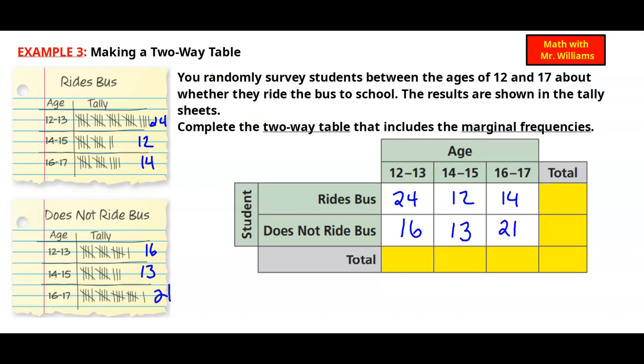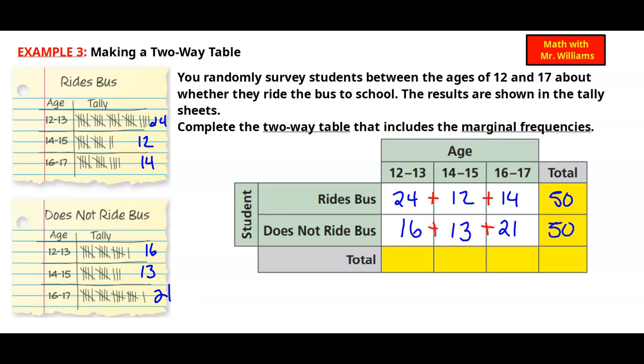All right, now let's go ahead and add these all up and find their totals. So we're going to start with the students that just ride the bus. We have 24 plus 12 plus 14 would get us a total of 50. All right, now let's take a look at the students that do not ride the bus. So let's go ahead and add up 16 plus 13 plus 21. And we also end up at 50.